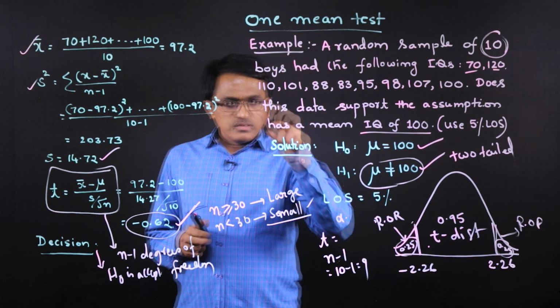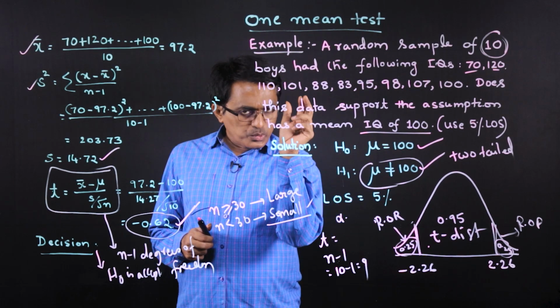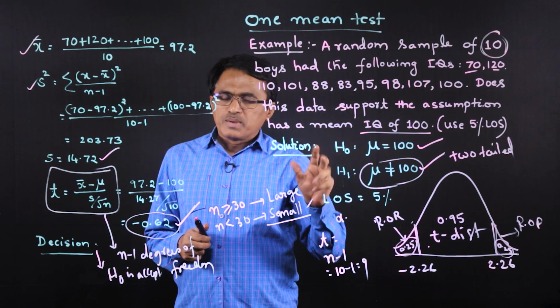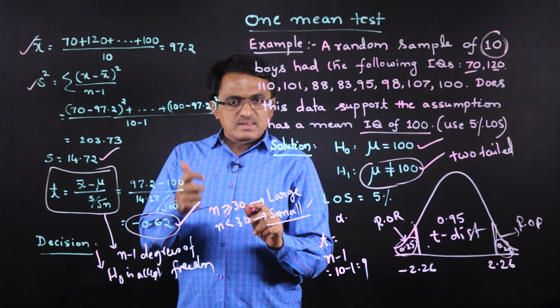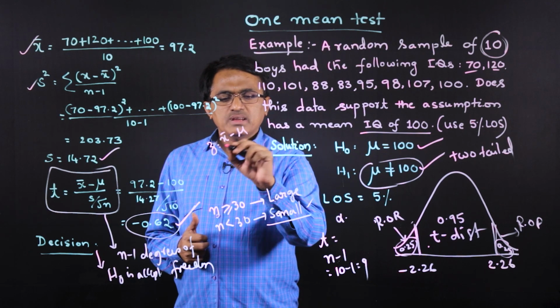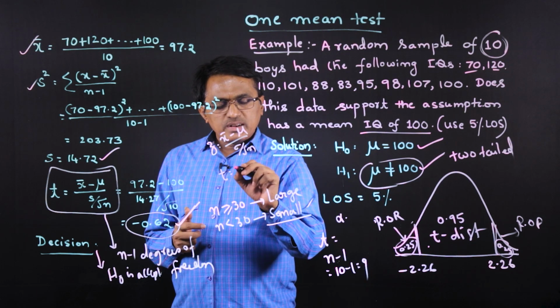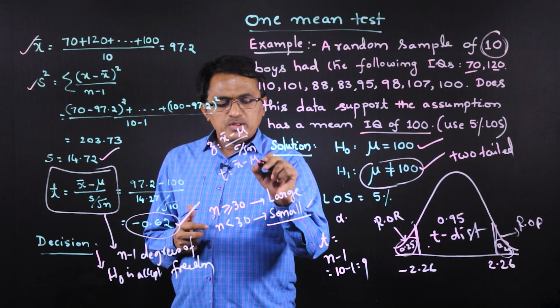So, I repeat here, wherever one mean is considered, we have to see whether we are doing it with respect to a large sample or a small sample. In case of a large sample, as discussed, we have to go for the Z distribution, that is x bar minus mu by sigma by root n. In case of a small sample, we have to go for the t distribution, that is x bar minus mu by s by root n.